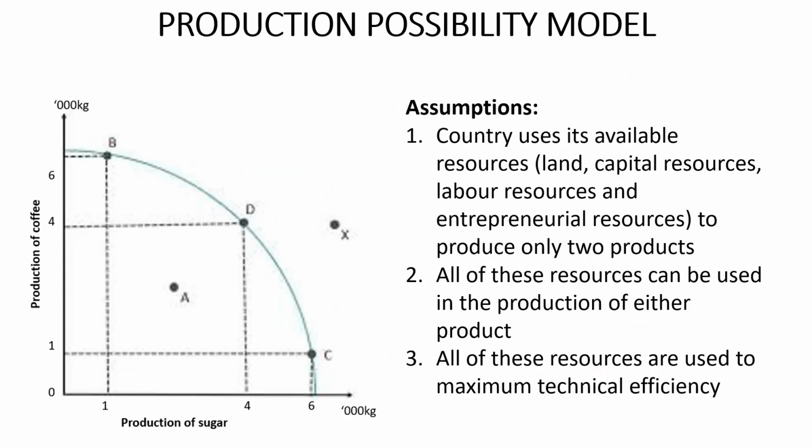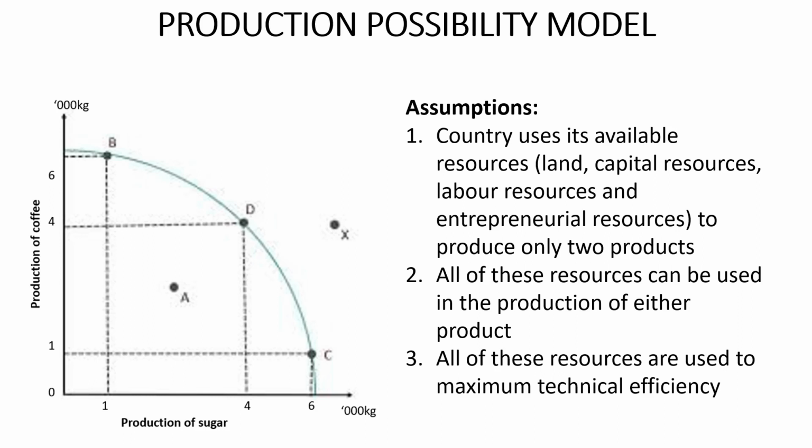Before we look into the production possibility model in more detail, however, you need to know that there are three assumptions that underlie the production possibility model. We've touched on these in the course of the overview, but I've set them out expressly for you on this slide. The first assumption is that the country uses its available resources, that is, its land, its capital resources, its labor resources, and its entrepreneurial resources, to produce only two products, in our case, sugar and coffee.